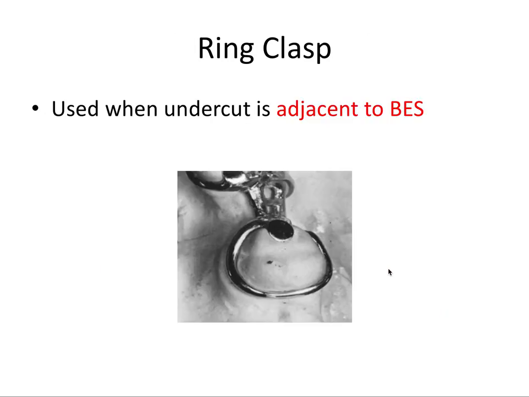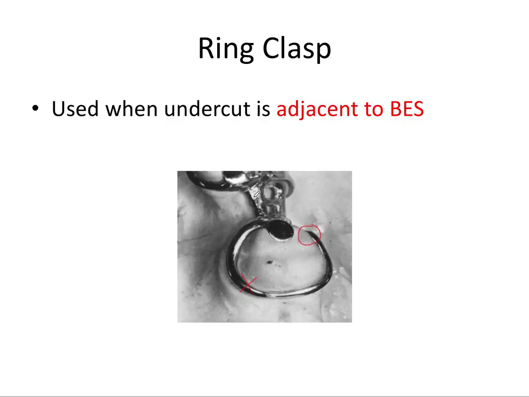clasp. So say we didn't have an undercut on the surface opposite, and we had an undercut that was right next to the bounded edentulous space. That's when a ring clasp would come in. So let's say, for example, this did not provide a good undercut, and an Akers clasp wouldn't work. It wouldn't have an undercut to engage in, whereas this one is a great undercut to use.